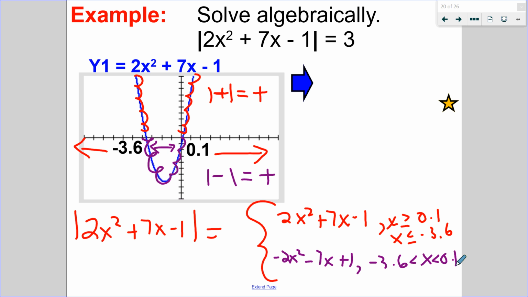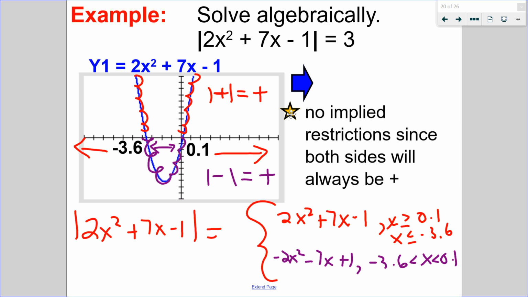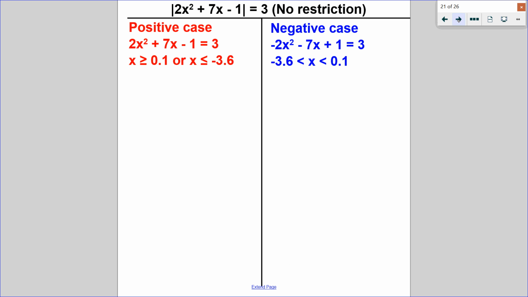Okay, so now that I've listed it as a piecewise function, I'm going to look for implied restrictions. You can see that the left-hand side, because it's an absolute value, is always positive. And the right-hand side, since it's a constant value of 3, is also always going to be positive. So there are no implied restrictions, since both sides will always be positive. So let's look at solving the two different cases.